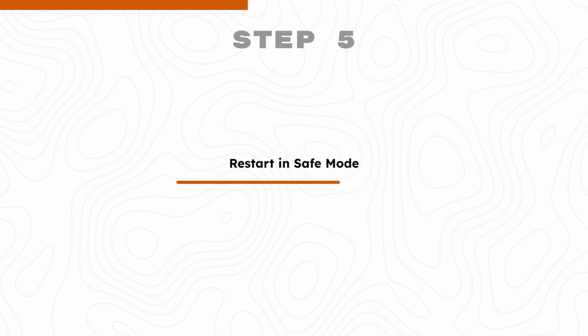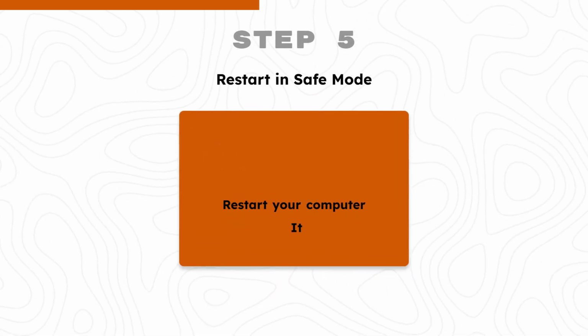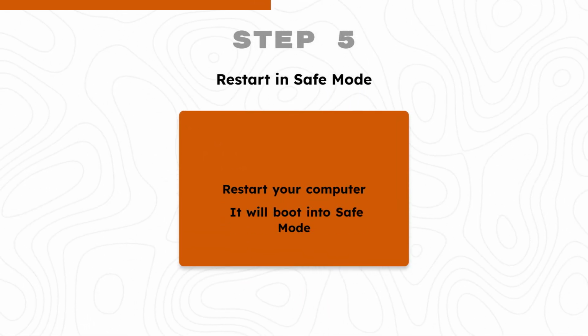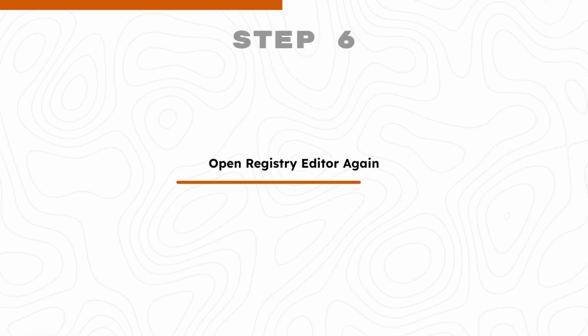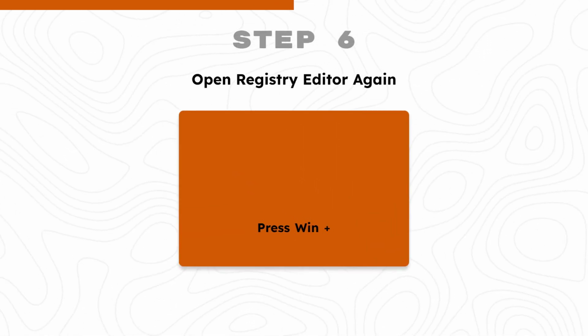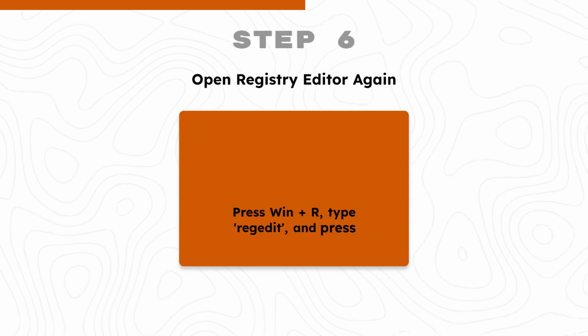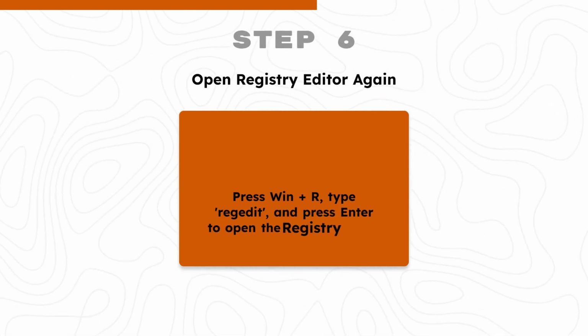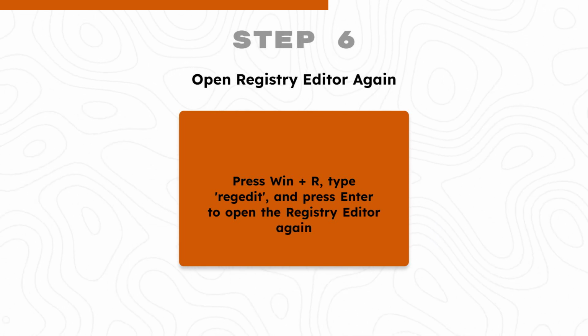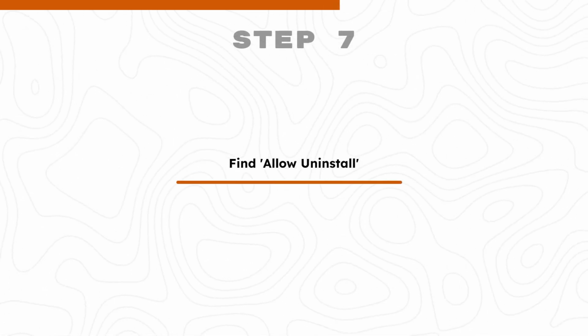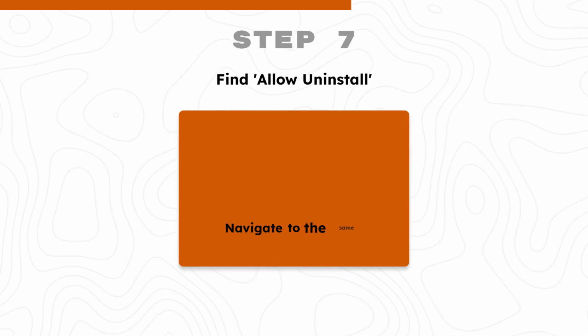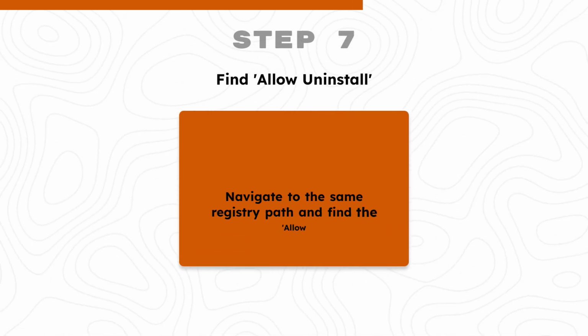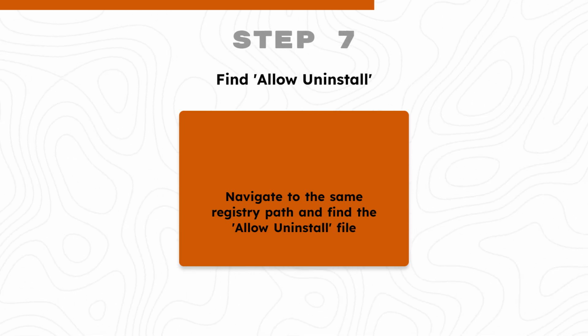Restart in Safe Mode. Restart your computer. It will boot into Safe Mode. Open Registry Editor again. Press WIN plus R, type regedit, and press Enter to open the Registry Editor again. Find Allow Uninstall. Navigate to the same registry path and find the allow uninstall file.